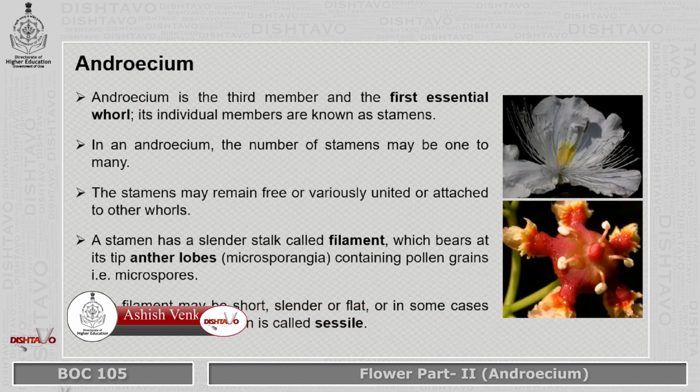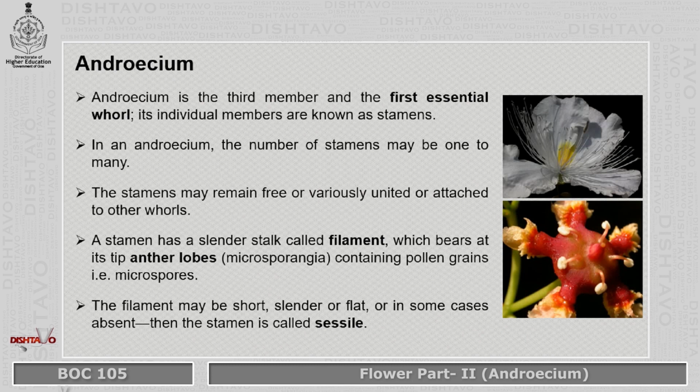Androecium is the third member of the floral whorl and it is the first essential whorl of the flower. Calyx and corolla don't take part in the reproduction, whereas androecium and gynoecium take part in reproduction. That's why they are called essential whorls, and they are important whorls of the flower. Individual members of these whorls are called stamens.